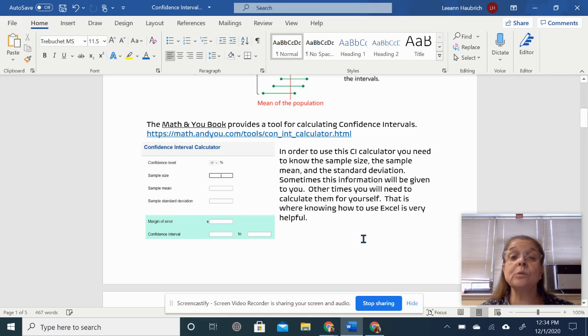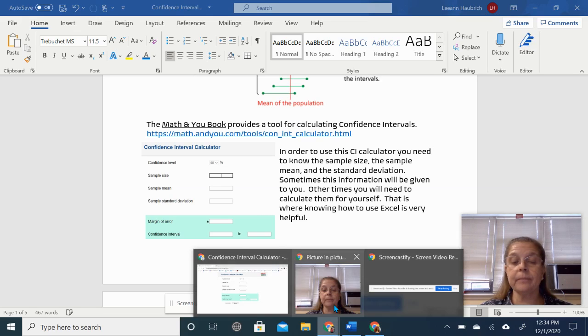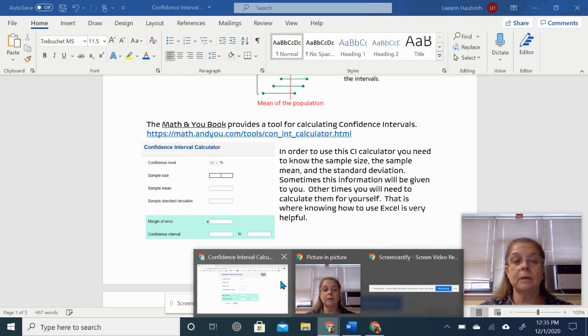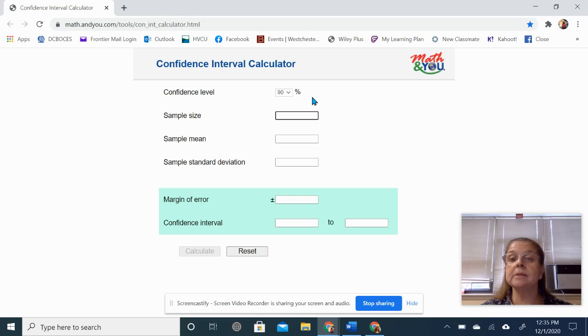One of the things that the Math and You book does have is a section of tools. I have put the link here for the one that does the confidence interval calculator. So if you're going to use this one, I'm going to show you what it looks like, and hopefully it will come up. Oops, here it is. So this is from the Math and You book. It's the confidence interval calculator.